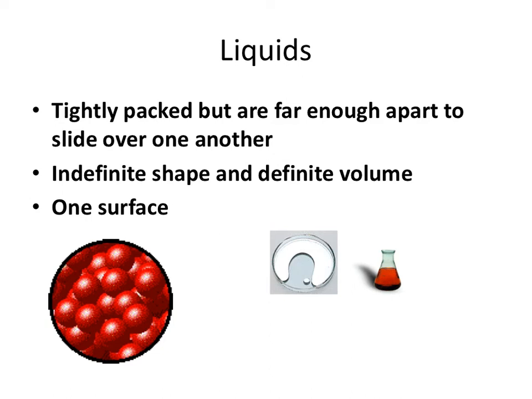Then we go on to liquids. So these are tightly packed, but they are far enough apart to slide over one another, and you can kind of visualize that with how liquid moves easily, right? It has an indefinite shape and definite volume. So if you have a cup of water, you can give it different shapes, but it's always going to be a cup of water. And then there's one surface, the top of it, which is the only surface available to it, while there's a lot of other stuff going on inside.